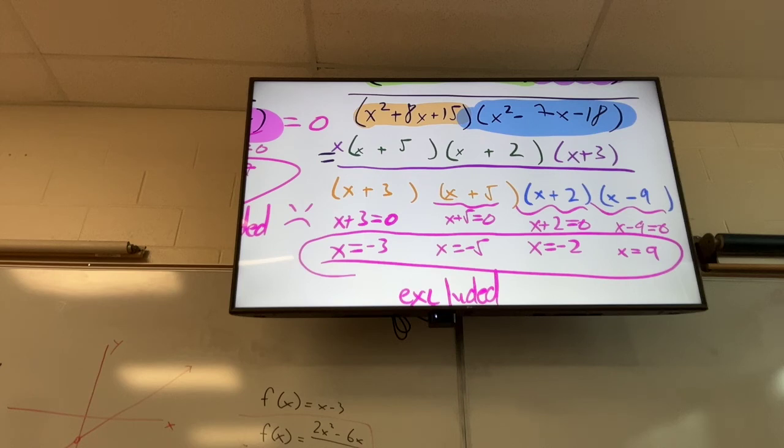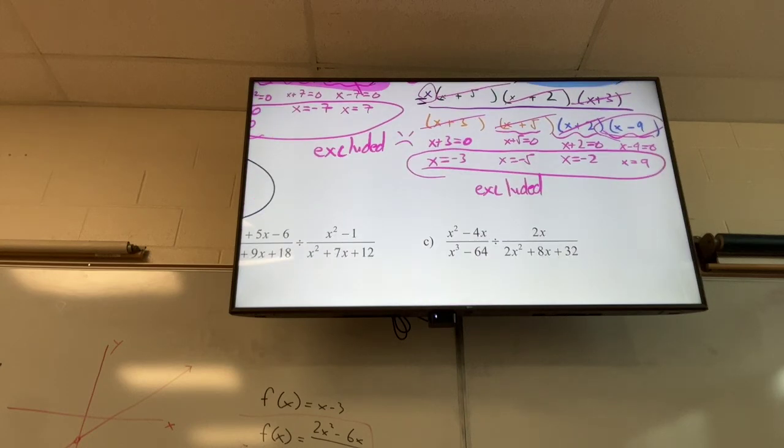The x plus 2's cancel. What else cancels? The x plus 3's cancel. What else cancels? The x plus 5's cancel. So we're just left with this x and this x minus 9. So the final answer is x over x minus 9 with these excluded.